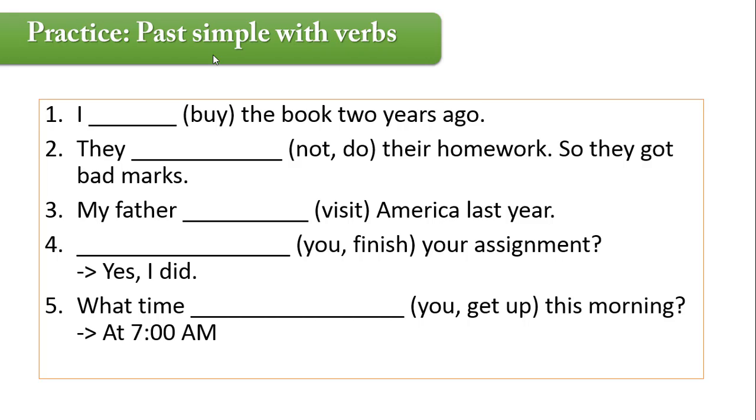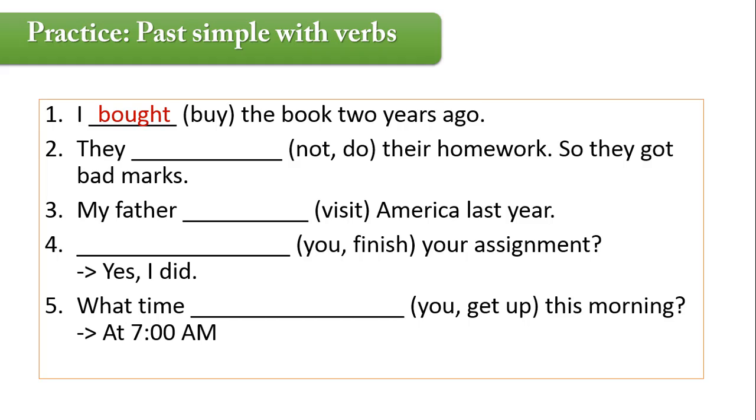Alright, 2 minutes is over, and I'd like you to check the answers with me. Number 1, you will see the adverb here, 2 years ago. So you know that the verb here should be in the past simple tense. And buy is an irregular verb. So if you look it up in the dictionary, you will see its past simple form is bought.